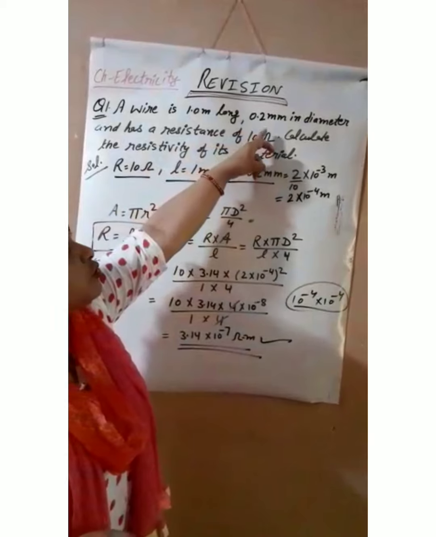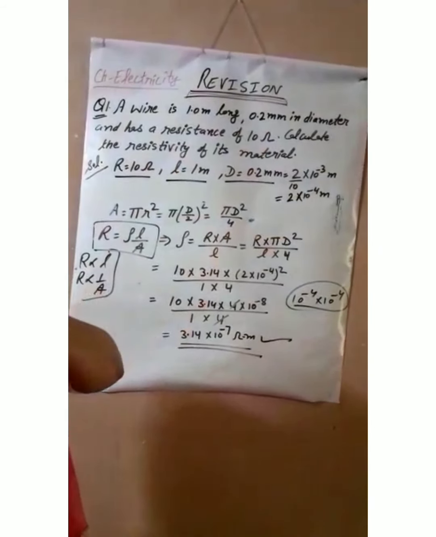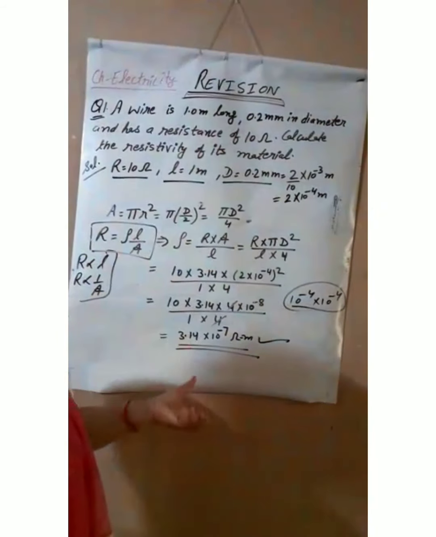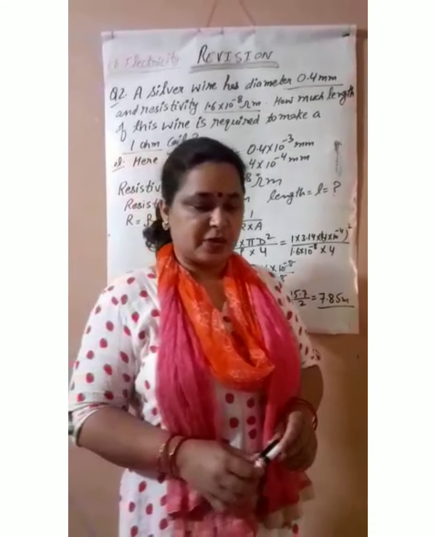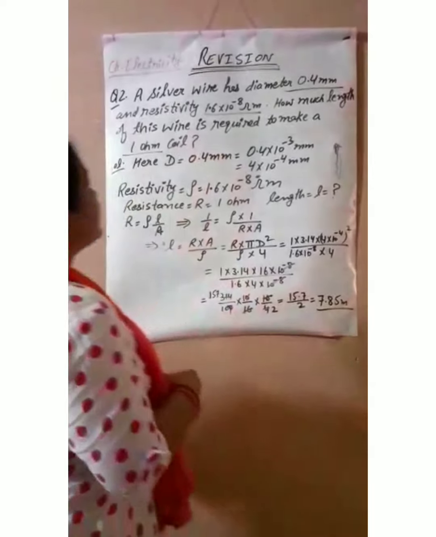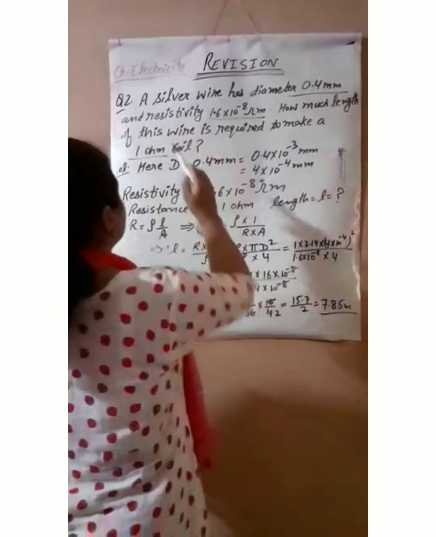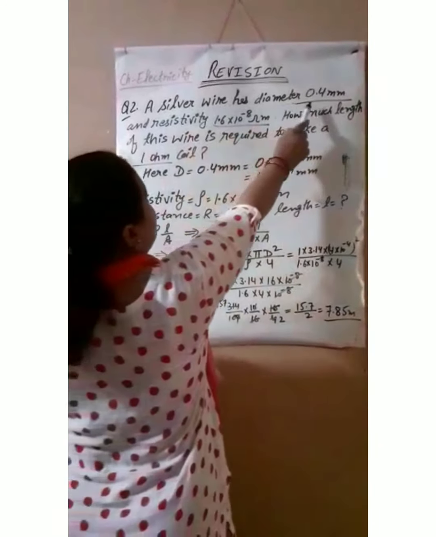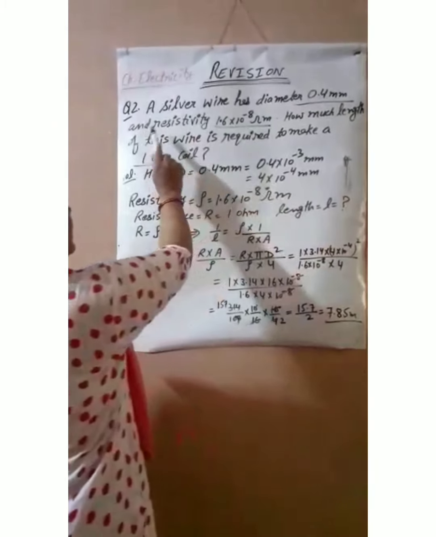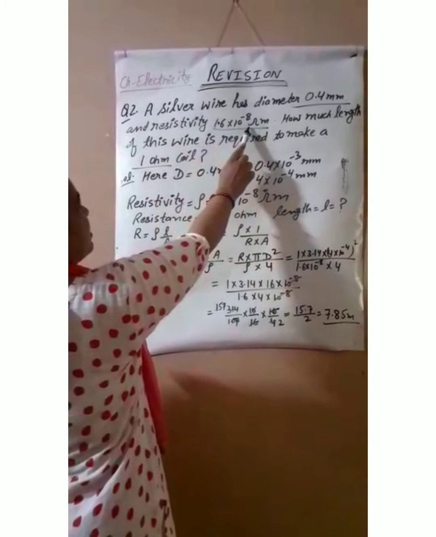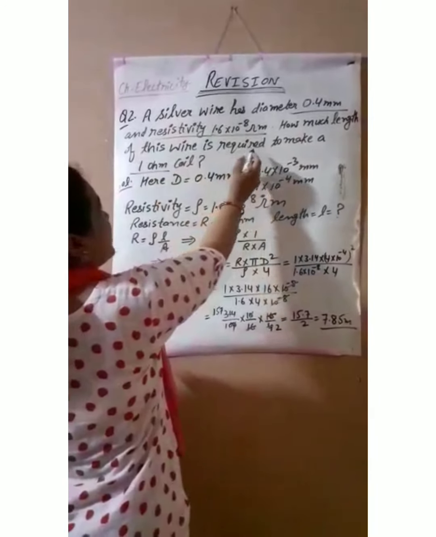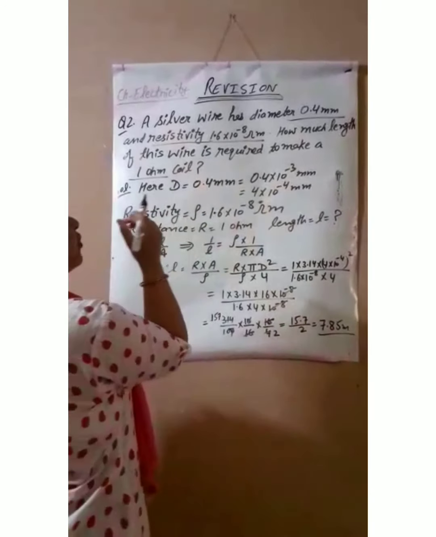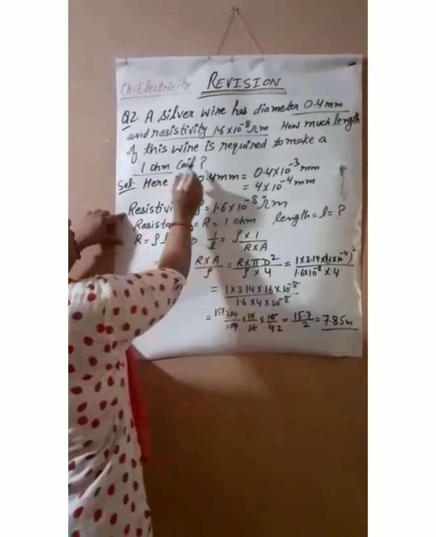We have calculated the resistivity of the wire which is 1 meter long and 0.2 millimeter in diameter and has a resistance of 10 ohm. Let's do more numericals related to that. Now the next numerical, in which resistivity is given and we have to calculate length. A silver wire has a diameter of 0.4 millimeter and resistivity 1.6 into 10 to the power minus 8 ohm meter. This time we are asked for the length of the wire required to make a 1 ohm coil.